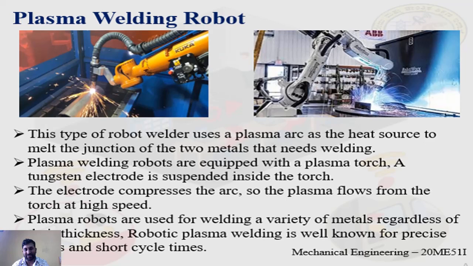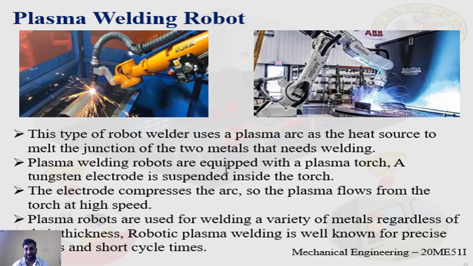And the next one is plasma welding robot. So here we can call this just an update of TIG welding. That means tungsten inert gas welding. Here also they use a non-consumable tungsten electrode, but to create the arc they use plasma. This type of robot welder uses a plasma arc as the heat source to melt the junctions of the two metals that need welding.